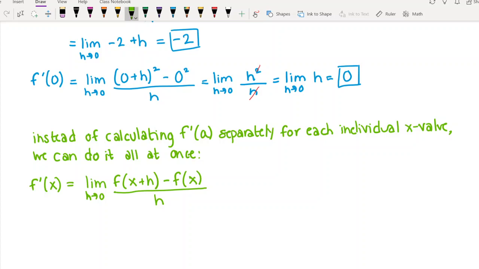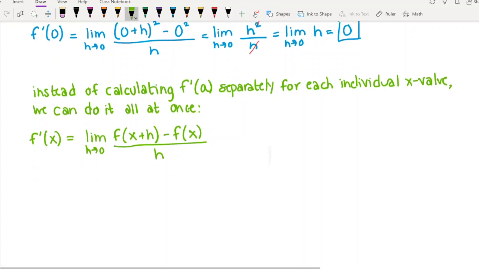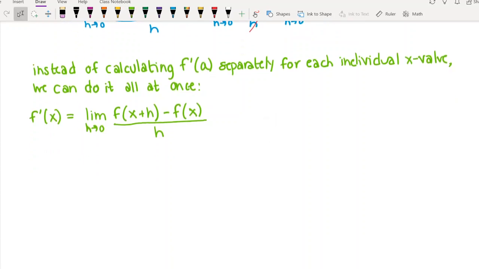And we're not going to actually put a number in for x. We're just going to leave the x there. So let's see how that works out for this particular function. So our function is f of x is equal to x squared.